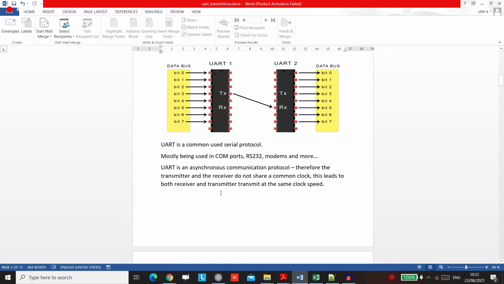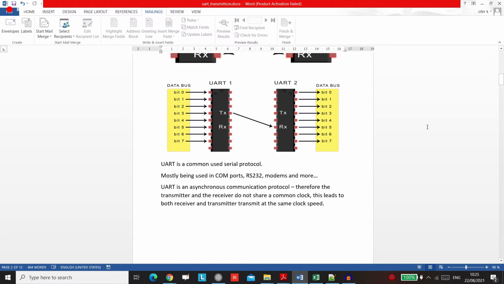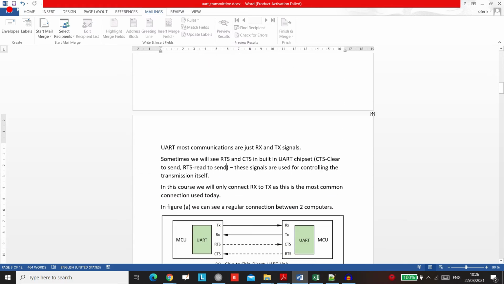We already said it's an asynchronous communication, therefore the transmitter and the receiver do not share a common clock. When I say that they don't have a common clock, it doesn't mean that they don't have a frequency. The frequency of both UARTs needs to be preset. Every bit has its own time, so we need to know the bit time phase. We will talk about this later on.